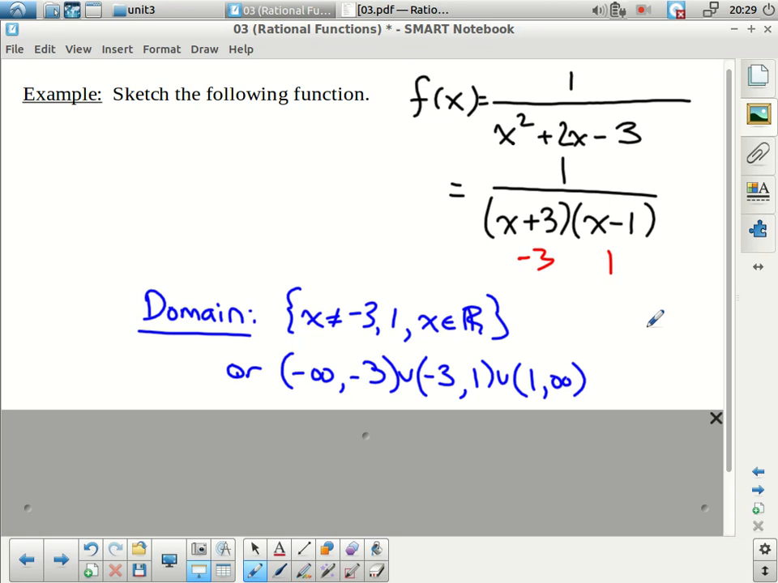Using interval notation, everything else is fine. So I'm okay from negative infinity up to but not including -3, union with -3 to 1, union with 1 to infinity. So that is my domain. I just have some issues at those 2 points.